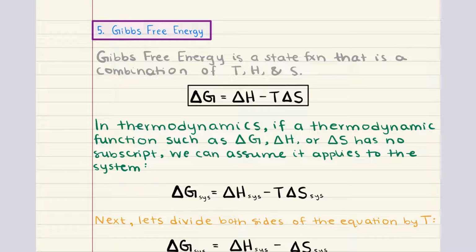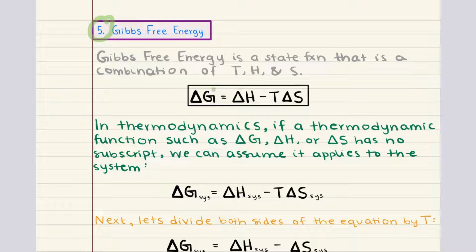Today we're going to continue our lecture on chemical thermodynamics, and we've made it to the fifth objective, which is titled Gibbs free energy. Gibbs free energy is a state function that combines enthalpy, temperature, and entropy into a single equation, and this equation is a powerful tool to use to predict the spontaneity of a reaction.